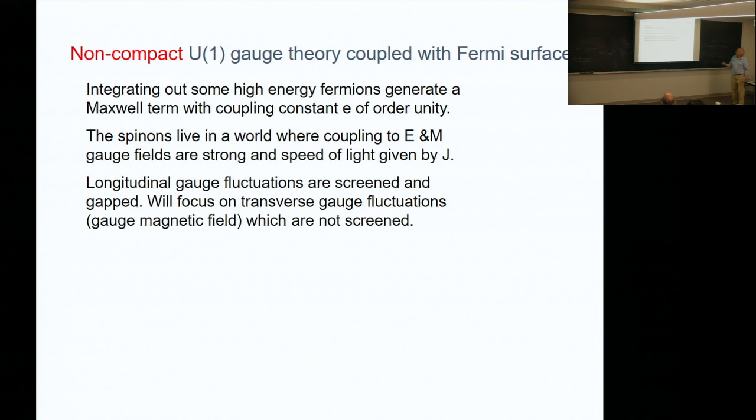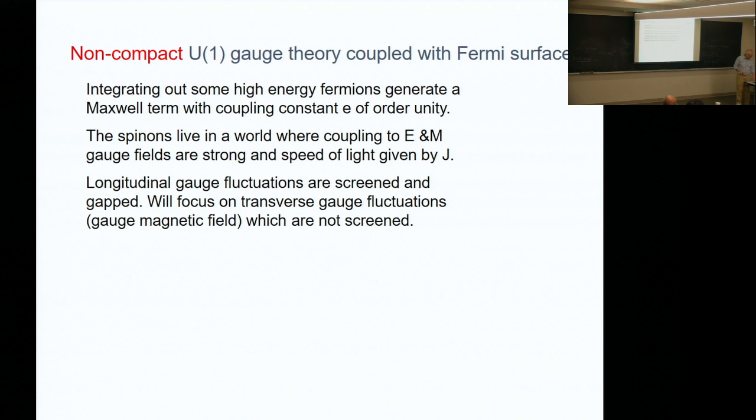So now, hopefully, if you accept deconfinement as possible, the problem reduces to non-compact U(1) gauge theory coupled to a Fermi surface, for example. Now we don't have to worry about confinement or instantons. So the spinons now live in a world coupled to some fluctuating U(1) gauge theory, just like in our world, electrons are coupled to electromagnetic radiation. The only difference is that the speed of light is now very slow because it's controlled by the exchange interaction. The longitudinal fluctuations are harmless because, just like in our world, Coulomb interactions are screened. We have a finite density of spinons, so they can screen the gauge charge. So the only dangerous things are the transverse magnetic field fluctuations, because current fluctuations cannot be screened.